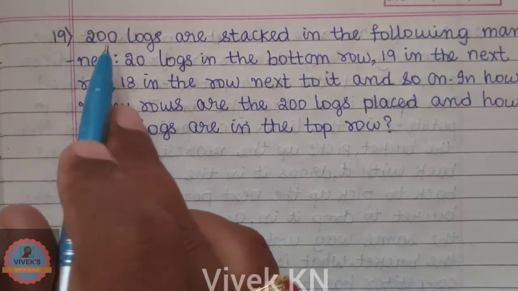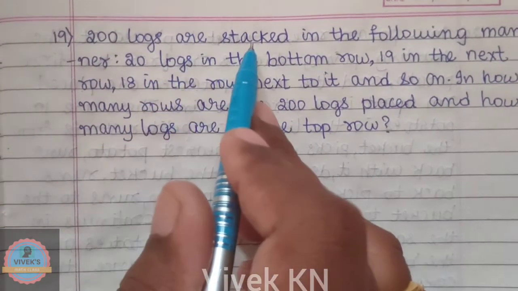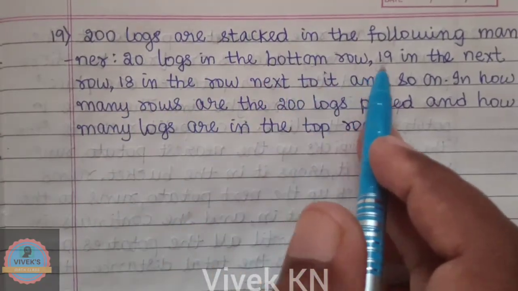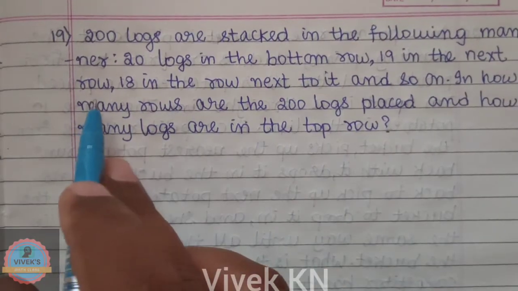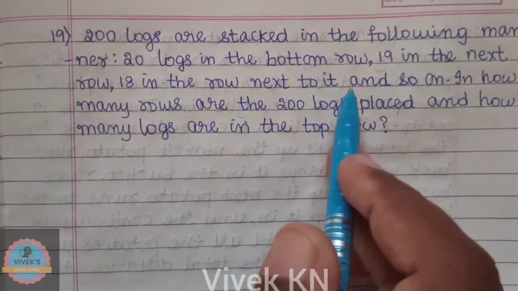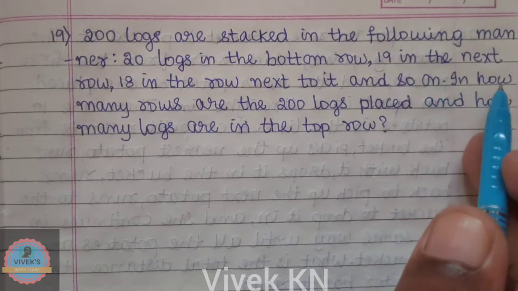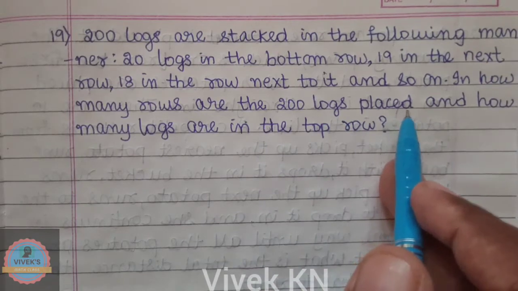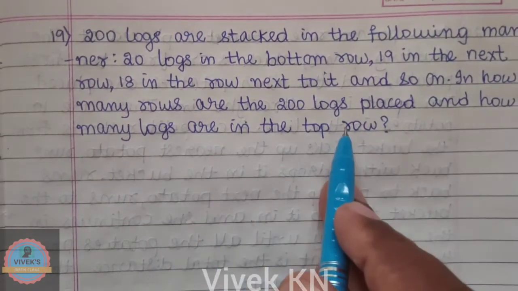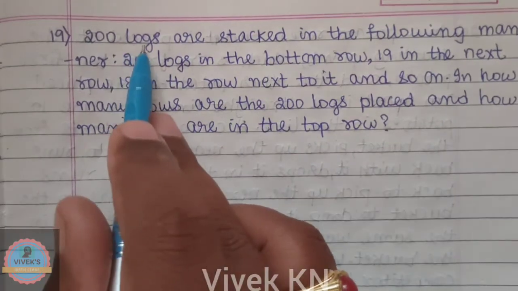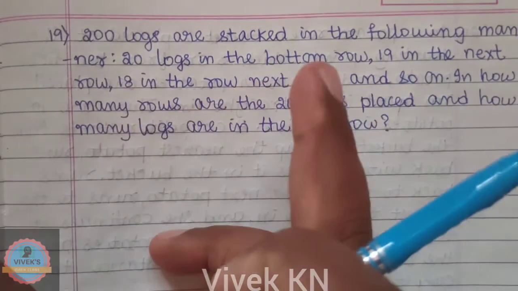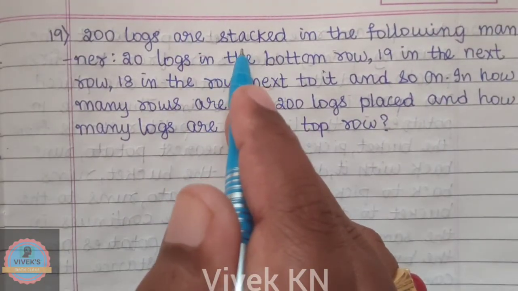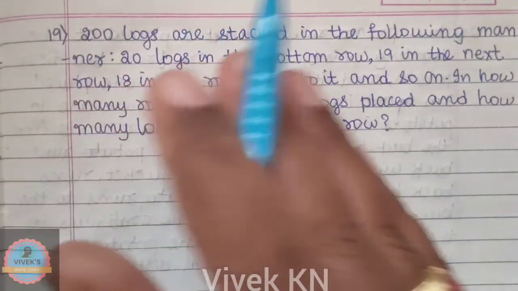Nineteenth question. 200 logs are stacked in the following manner. 20 logs in the bottom row, 19 in the next row, 18 in the row next to it, and so on. In how many rows are the 200 logs placed and how many logs are in the top row? Here, logs means the large branch of a tree that has been cut off, and stacked means things arranged one on top of another.